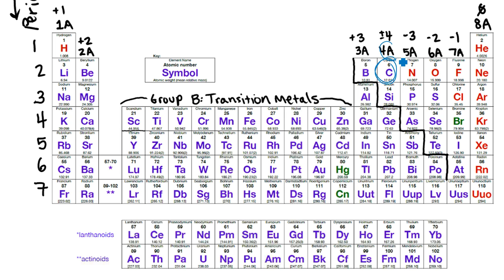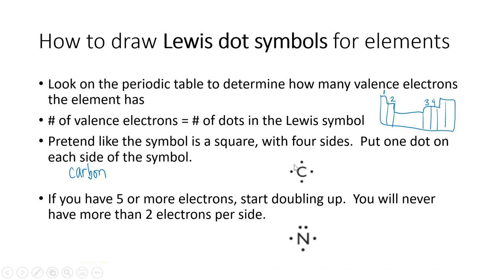It is in column 4A, so that means carbon has 4 valence electrons. So it's going to have 4 dots. I'm going to write down the symbol for carbon, which is the letter C, and then treat this symbol as if it were a box with 4 sides, and put 1 dot on each side: 1, 2, 3, 4. If I have 5 or more electrons, then I'm going to start doubling up. You will never have more than 2 electrons per side.